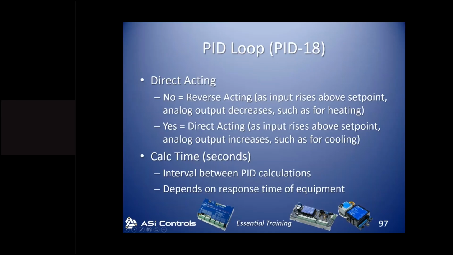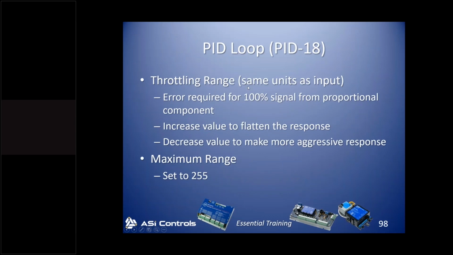And then the next setting is throttling range. That's in the same units as the input. In this case, that would be hundredths of an inch. And this is one of the settings that you'll change as you're tuning your PID loop once you get everything wired up to the controller.